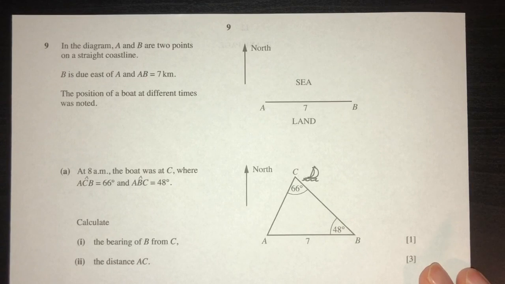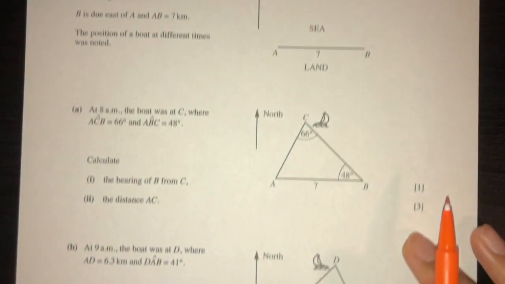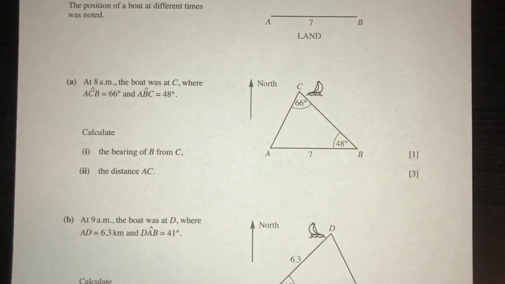So this is question number 9. In the diagram, we have A and B as 2 points on a straight coastline, as you can see here, A and B. Now B is due east of A and AB is 7 km. Good. The position of a boat at different times was noted. That is just some information. Now part A, at 8 a.m. the boat was at sea, where ACB is 66 and ABC was 48. Now part 1, calculate the bearing of B from C.